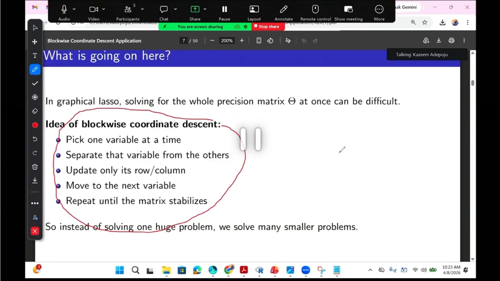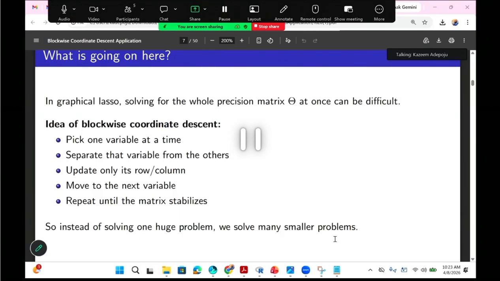So instead of solving the whole problem at once, because that's going to be a very huge, cumbersome task for us, we're going to solve many smaller problems. We break it into pieces. Okay, I'm moving.